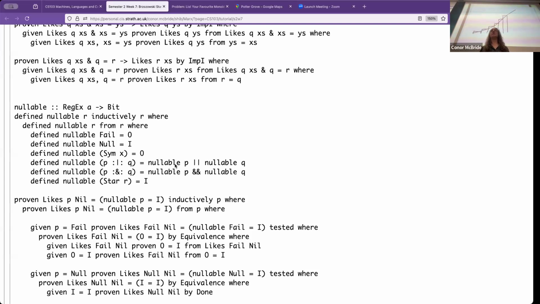And this turns out to be not just any old function. It actually turns out to be a map that preserves rig structure from the regular expression rig to the Boolean rig. So you can see that fail, which is the thing that behaves like the zero in regular expression land, turns into false, which is the thing that behaves like zero in Boolean land. Meanwhile, null, which is the thing that behaves like one, turns into true, which is the thing that behaves like one.